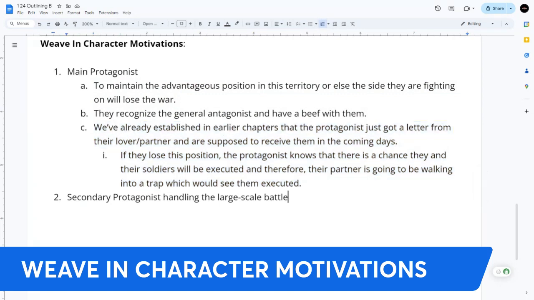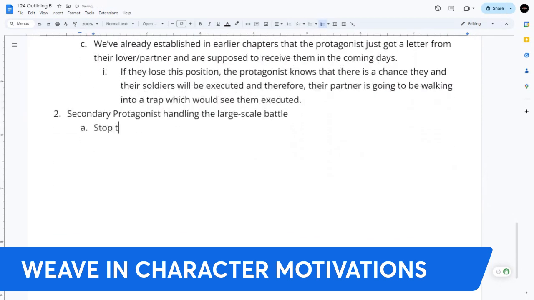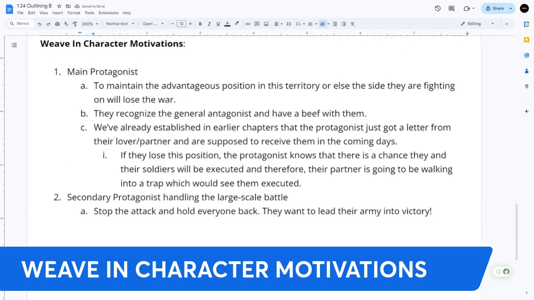Anyway, and of course, if we really wanted to do this one, there is stop the attack and hold everyone back. They want to lead their army into victory, right? Okay, I could go deeper and deeper into that. But anyway, so there we go. So now we established those things, and you're saying, but Thomas, where's the example? And you know what? I don't know.